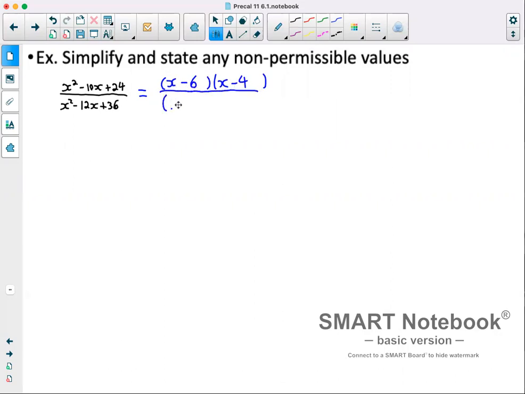In our denominator, we're looking for two things that multiply to positive 36 and add to -12. So that'd be x minus 6 and x minus 6. Now, before canceling things out, we look at our non-permissibles. In this case, they're the same because the binomials are identical. So we have x cannot equal 6. And simplifying these, we cancel those out. So our simplified form is x minus 4 over x minus 6.